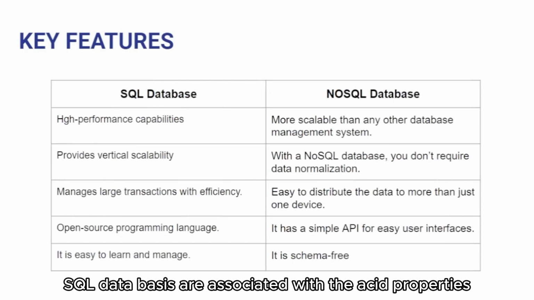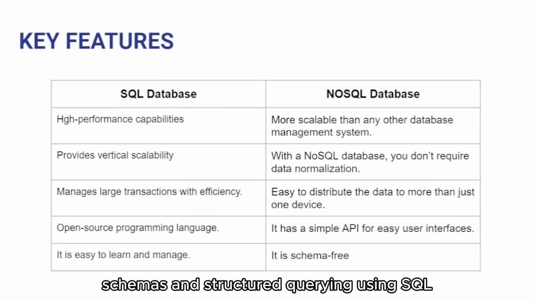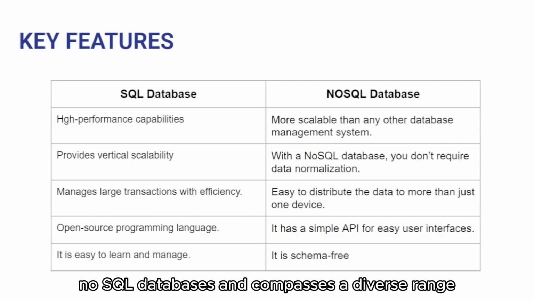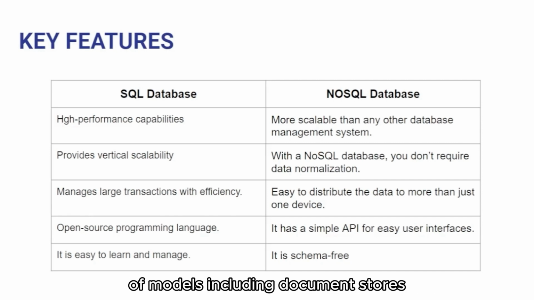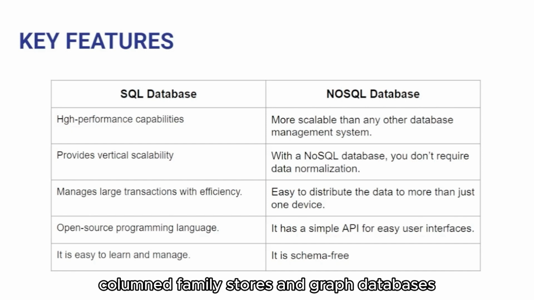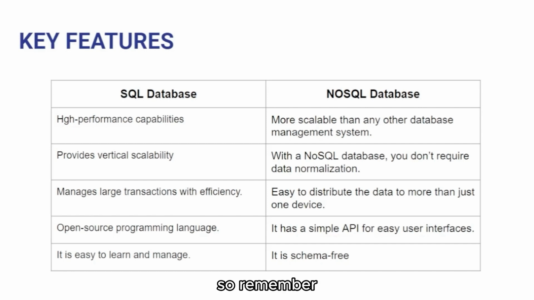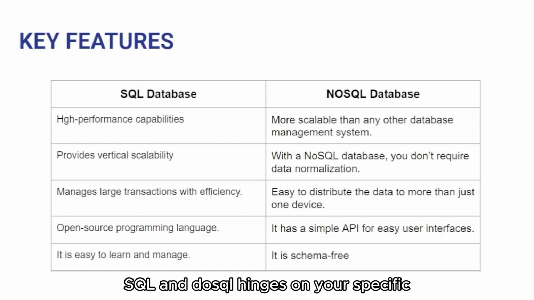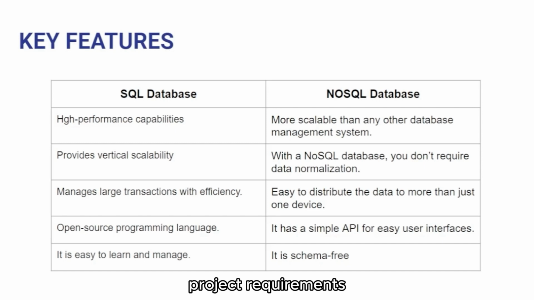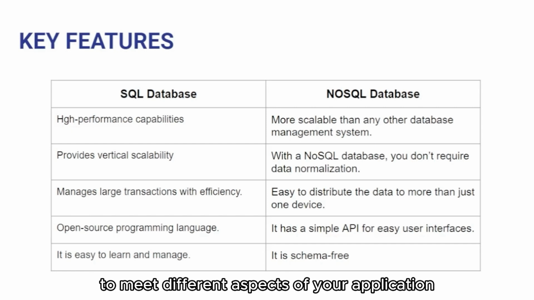And lastly, for each key features, SQL databases are associated with the ACID properties, strict schemas, and structured querying using SQL. NoSQL databases encompass a diverse range of models, including document stores, key value pairs, column family stores, and graph databases, offering unique options for various use cases. So remember, the choice between SQL and NoSQL hinges on your specific project requirements, data characteristics, and scalability needs. The ideal solution may even involve a combination of both to meet different aspects of your application.